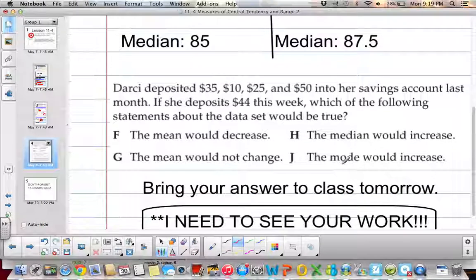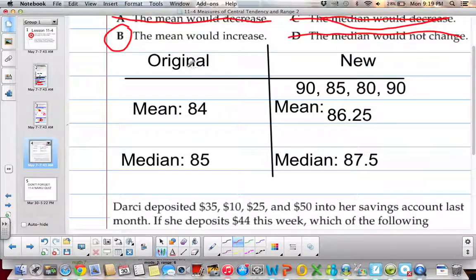And you can make a table just like I did with the original and the new. So the original, you're going to find the mean, median, mode for these four numbers, and then you're going to find the mean, median, and mode when they add 44 into those four numbers. So then you really have 5 numbers.